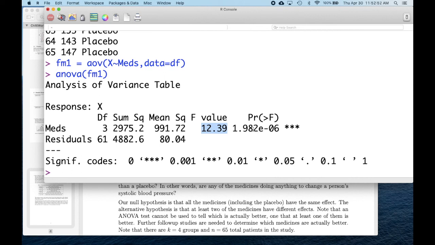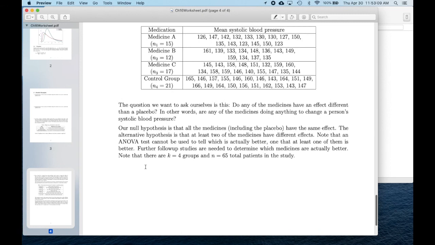That's a small number, so that's a 0 followed by a decimal place followed by 5 zeros. So it's 0.000001982. So that's a really small p-value. That means that if we're just looking at the 5% statistical significance cutoff, then this is going to have an effect. So it turns out that at least one of the medicines is different than the others.